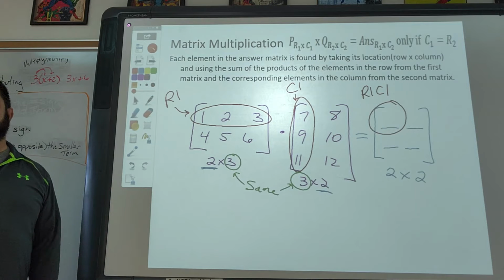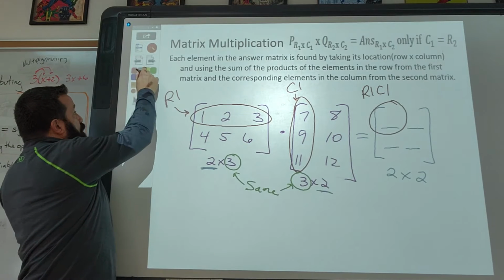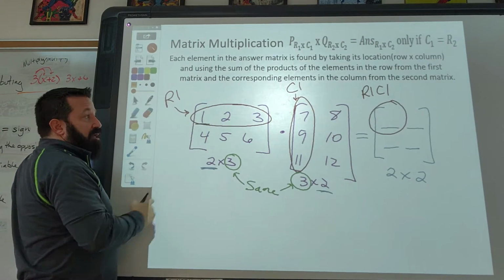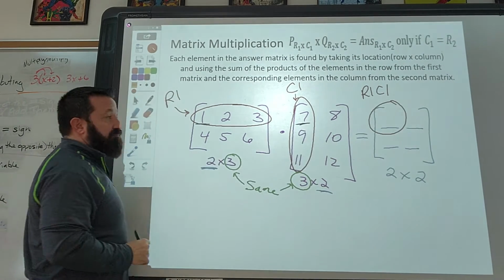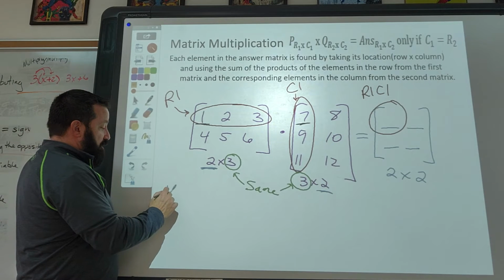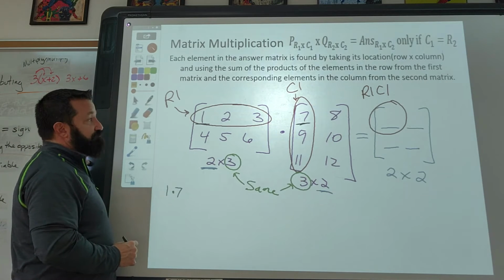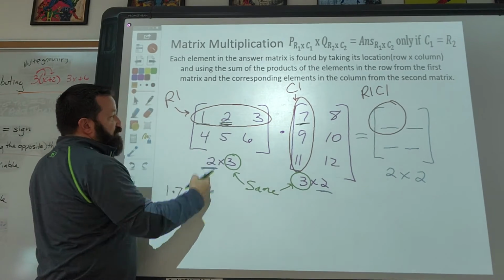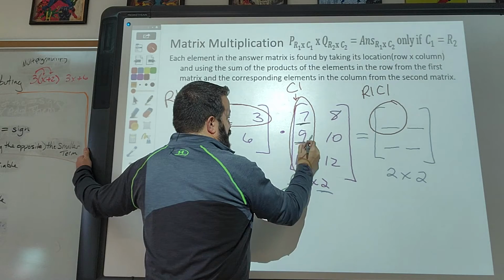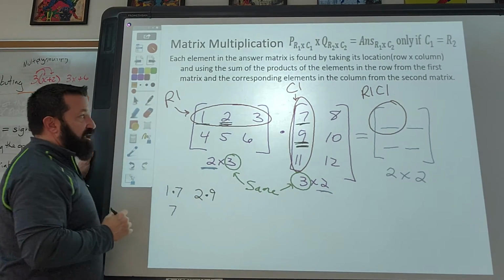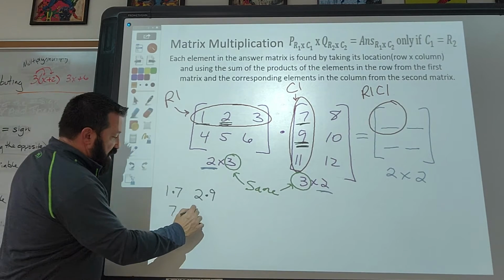And you are multiplying, but you're multiplying and adding. So you're taking corresponding elements. When I'm doing this row, the first element is a 1. The first element of this column is a 7. So that is what you're going to multiply together. You're going to take 1 times 7. What's 1 times 7? It is 7. All right? Then you go to the second element. The second element of this row and the second element of this column are 2 and 9. What's 2 times 9? 18.